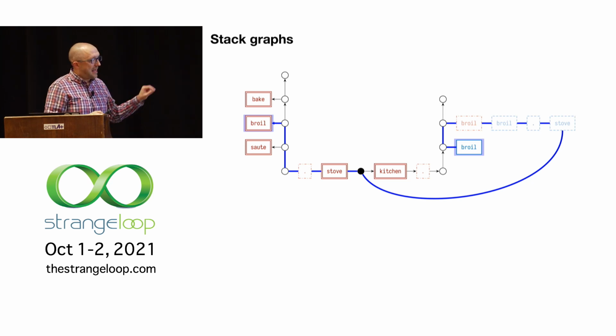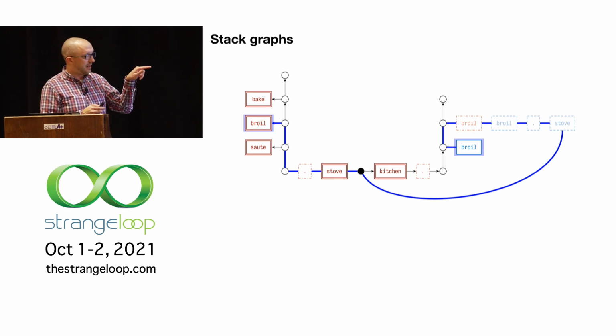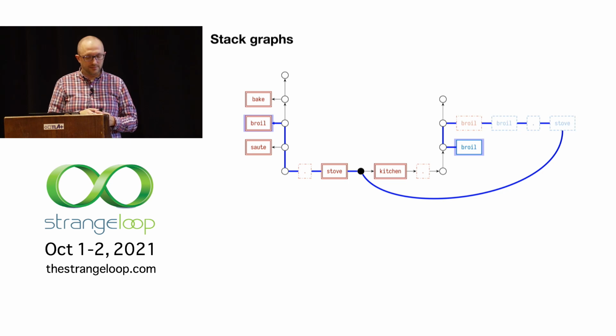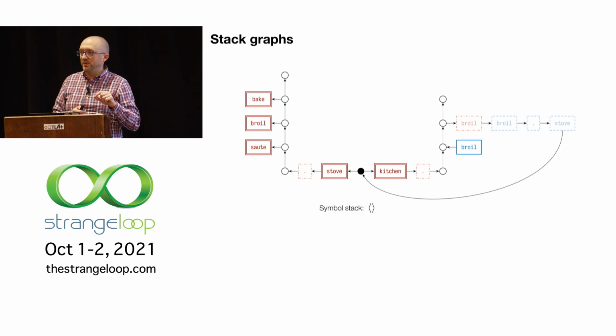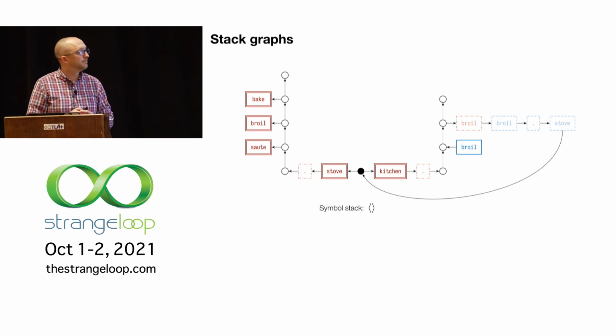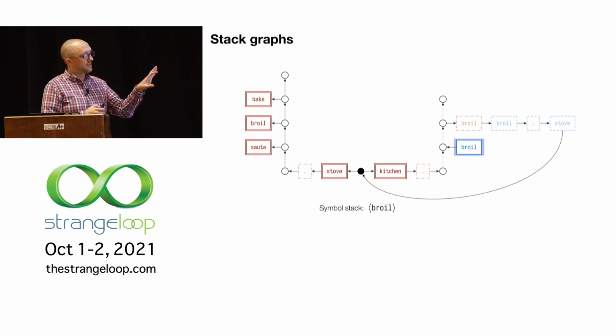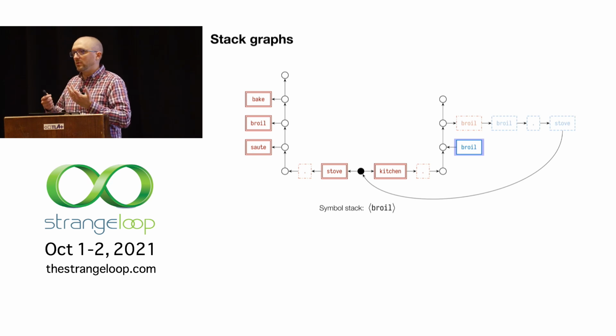Now, it's not any path that works here, because I could just create a path from broil to the saute definition, and that's not one of the lookup results that you might expect. So how are we going to rule that out? We're going to use a concept that we call a symbol stack. As we walk through the edges in the path, we maintain this symbol stack, which represents the thing that we're currently looking for in order to finish this name binding lookup. We start at the broil reference, and the thing that we're looking for is that symbol, broil.